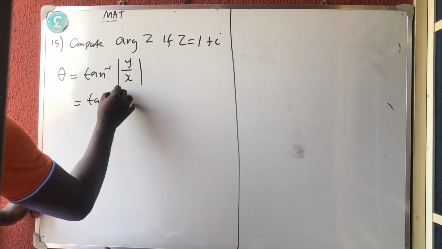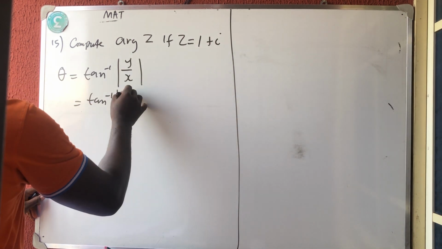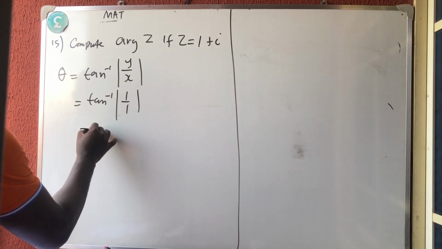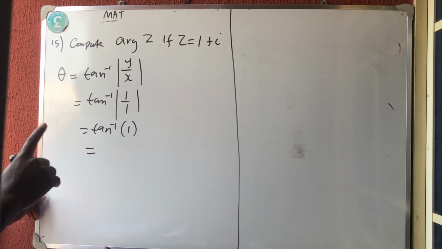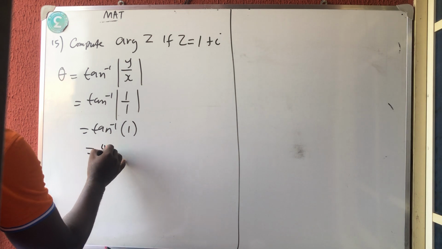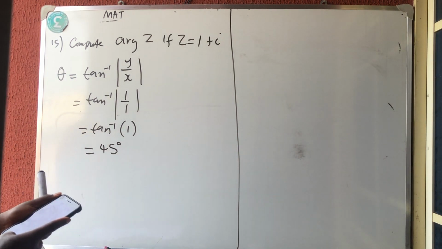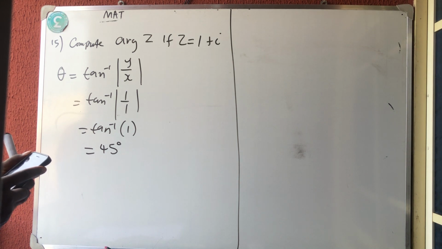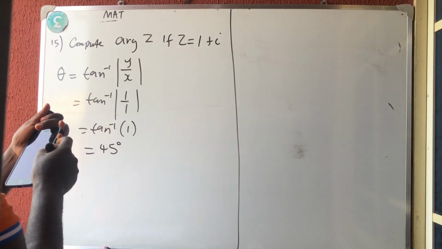The tan inverse of the absolute value of y is 1 and x is 1, so 1 over 1. Okay, which is what? The tan inverse of 1. And tan 45 is 1. So which means tan inverse of 1 is 45 degrees. Okay, so that is that. 45 degrees.